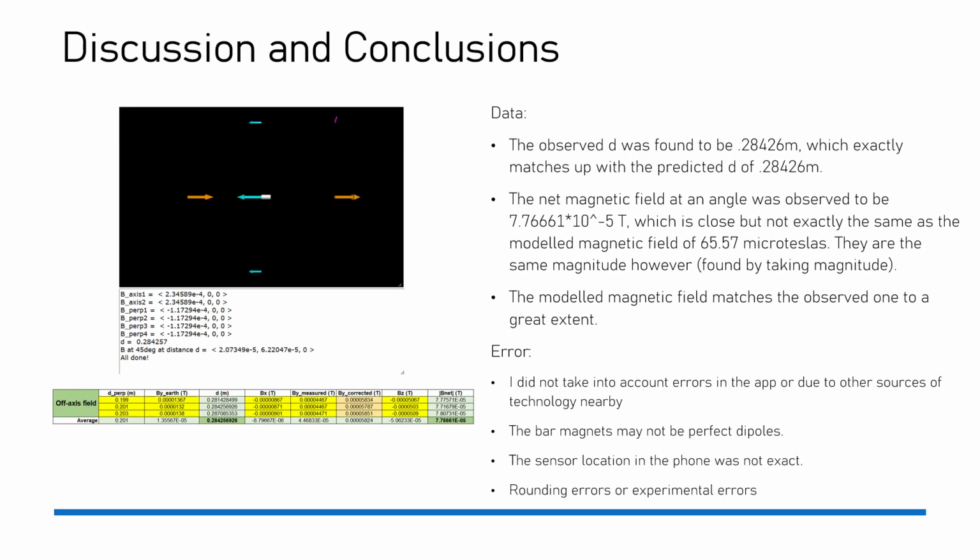So let's discuss the data. For the discussion and conclusions, the observed D, the distance, was 0.28426 meters, which exactly matches up with the predicted D from the model.